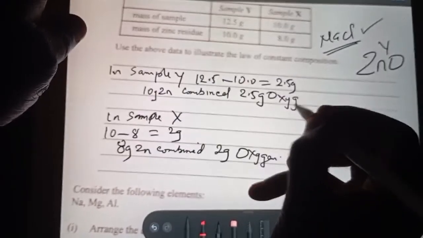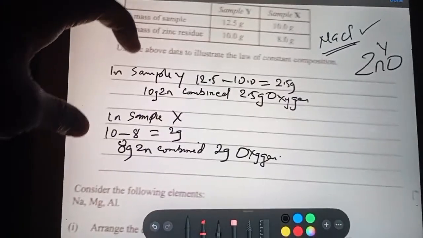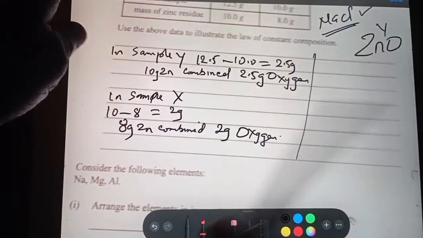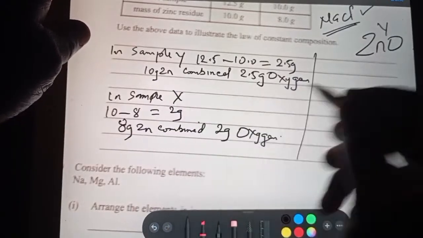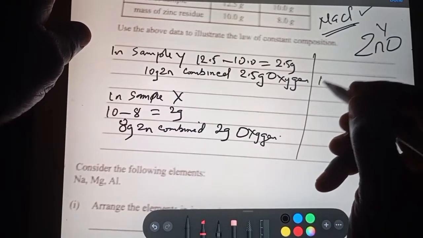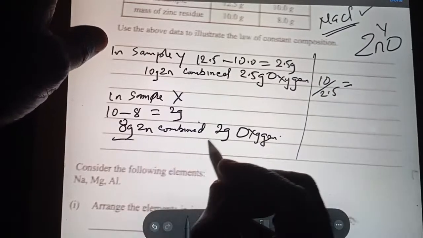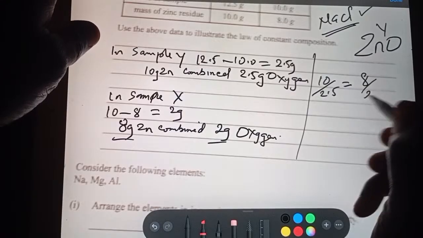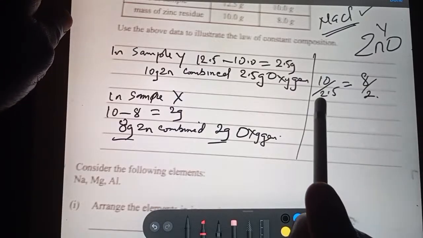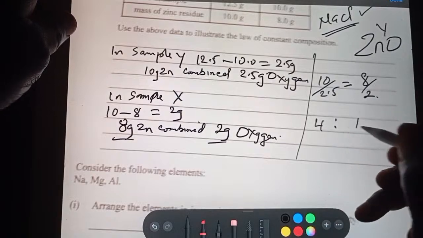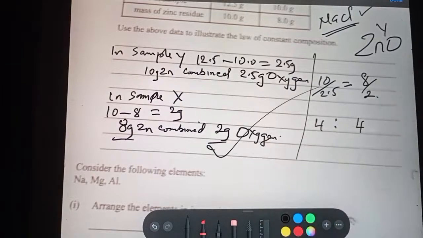This is oxygen, so that you don't see it as zero. Now check the ratio. The first one in Y, what's the ratio of zinc to oxygen? 10 is to 2.5. Is it equal to 8 over 2? Yes, of course. 10 over 2.5 is 4, and 8 over 2 is 4. So that is constant composition, right?